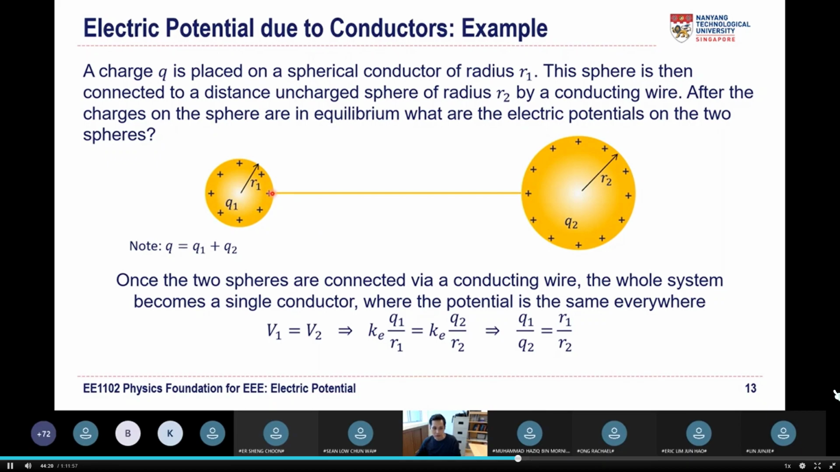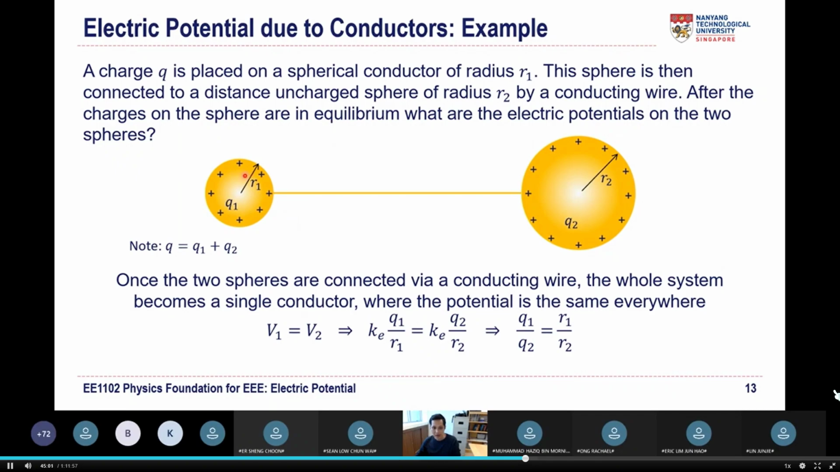So as soon as we connect these two spheres together with a conductor, the charges will start flowing, because they can move freely, right? What will happen is that some of the net charges that were in R1 are going to be moved to this other conducting sphere, and then it will also distribute along that conductor surface. So now the question is asking, after the charges on the sphere are in equilibrium, what are the electric potentials on the two surfaces?